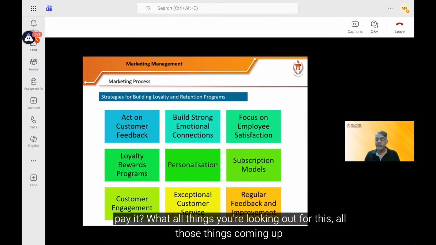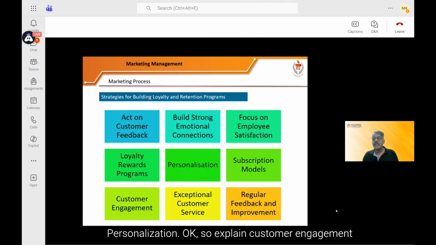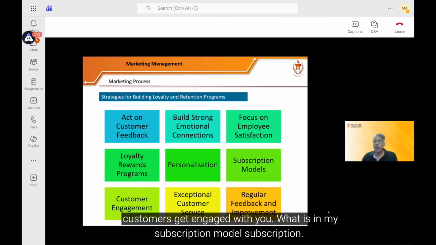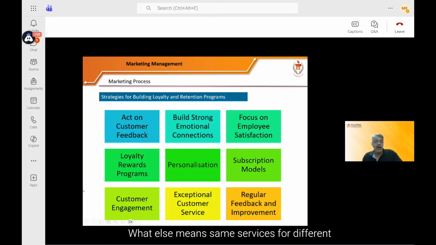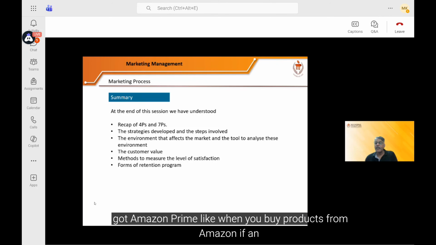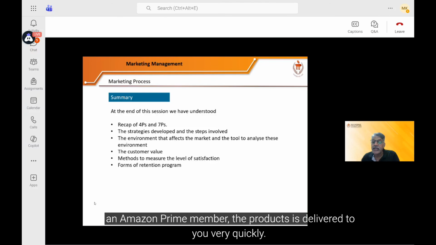What are the things you're looking out for in this? All those things come under personalization. So I explained customer engagement with an example: organizing events or hosting programs so that customers get engaged with you. What about subscription models? Subscription models mean the same services for different people. I gave the example of Netflix, or Amazon Prime: when you buy products from Amazon, if you're a Prime member, the products are delivered to you very quickly.